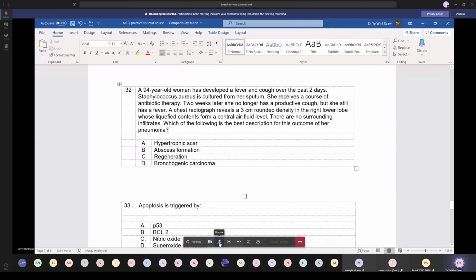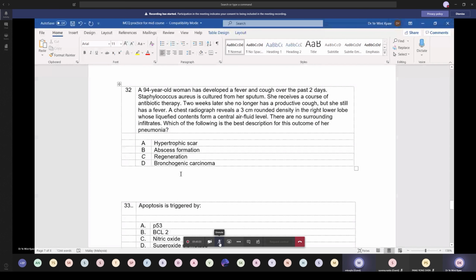Doctor, is it D, abscess formation? Yeah, abscess formation. Air fluid level, you can see an abscess in the radiology. You need to know this term for your whole life. If they write air fluid level, abscess is more correct. Carcinoma doesn't have air fluid level. Carcinoma is a mass only. Regeneration cannot be seen. Atrophic scar is just a scar, cannot see air fluid level also. In liquid only can you see air, fluid, liquid.